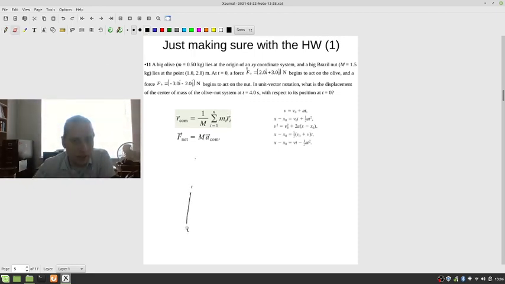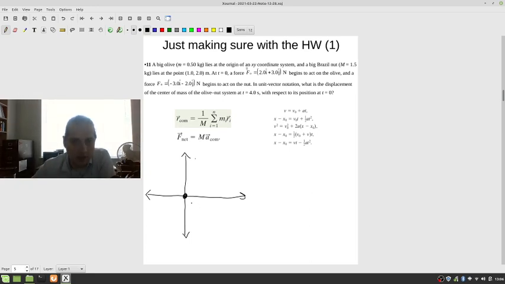I'm mentioning this mostly just so that you don't do too much work on it. Not force times distance type of work. I mean like effort. Okay, so this one has a big olive that lies at the origin of a coordinate system.